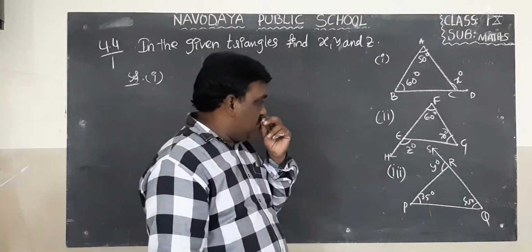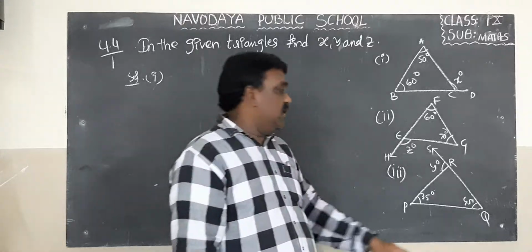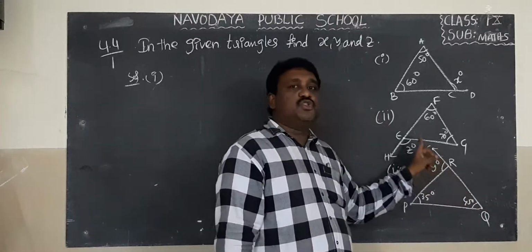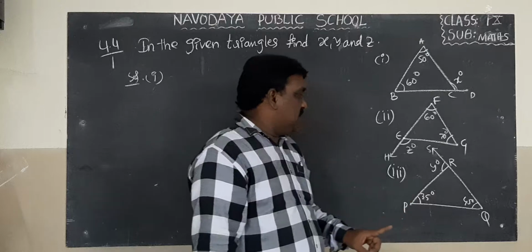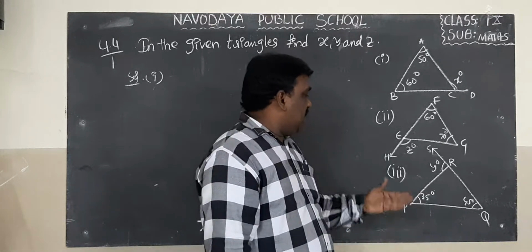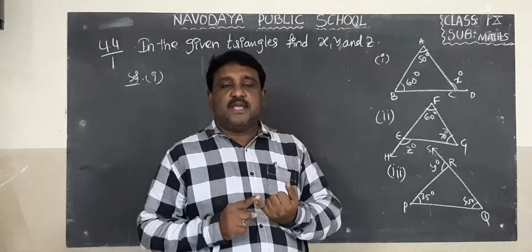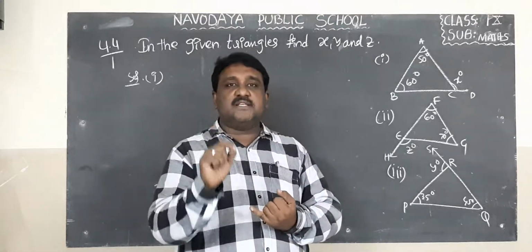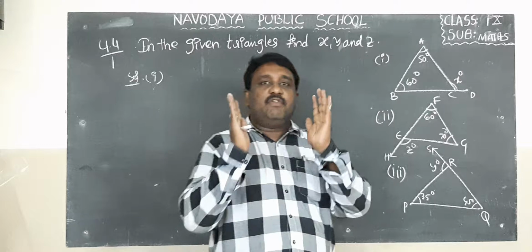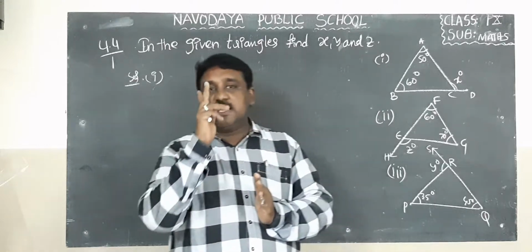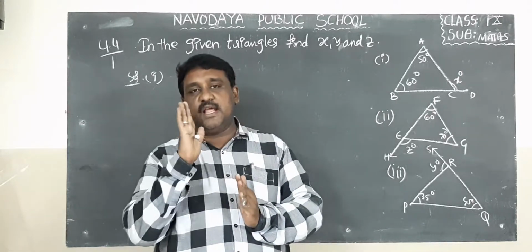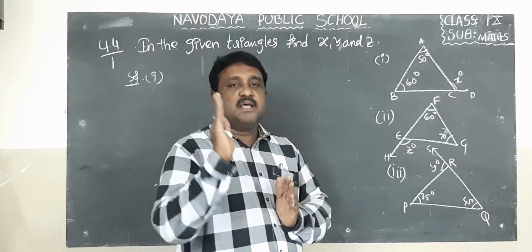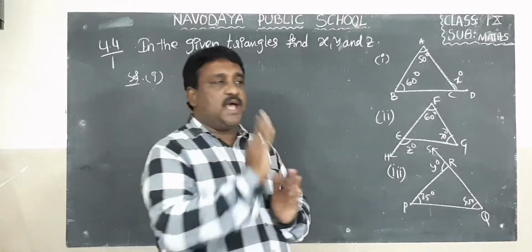In the third diagram, PQR is a triangle, QR is produced up to S. Then what are the angles in the third diagram? 35 is interior angle, 45 is interior angle, Y is exterior angle. So every diagram contains two interior angles and one exterior angle. Okay? So that is our observation about the diagrams.